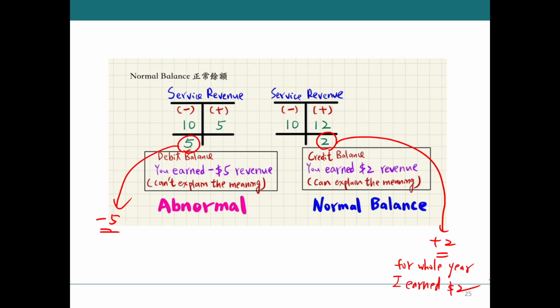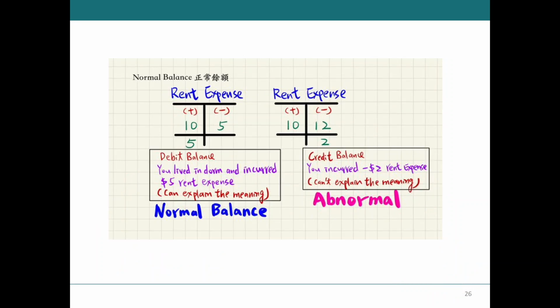Okay, minus 5, what does it mean? I don't know. So you cannot explain it. Did you find out? Usually the balance should appear on the increase side. Should I repeat again? No need.